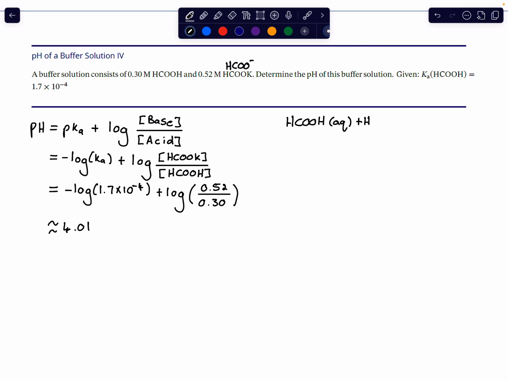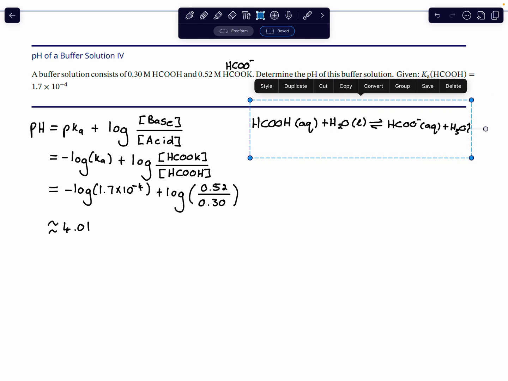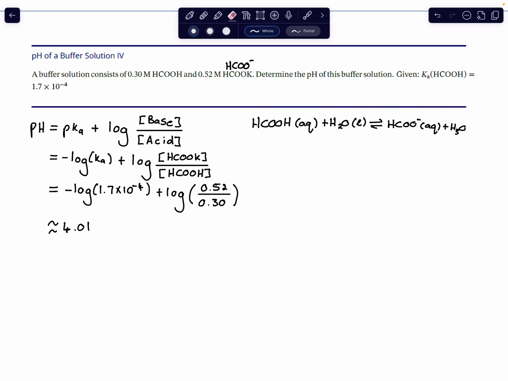So formic acid with water will form HCOO minus plus H3O plus. Alright, and we have significant quantities of the acid and its conjugate base, and so hence why we have a buffer solution and why we use the Henderson-Hasselbalch equation to calculate the pH.